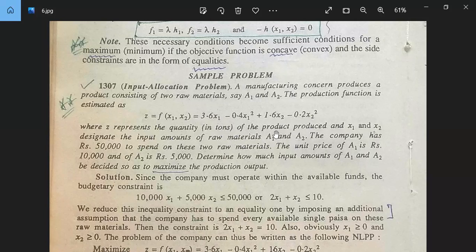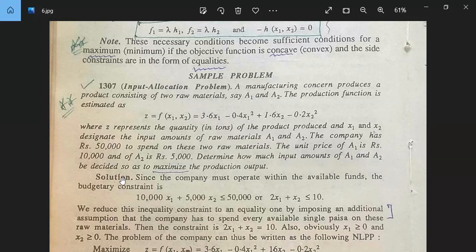ठीक, x1 है A1 का amount और x2 है A2 का. The company has rupees 50,000 to spend on these two raw materials. कंपनी का 50,000 रुपए खर्च करने के लिए raw material A1 and A2 पे. The unit price of A1 is rupees 10,000 and of A2 is rupees 5,000. ठीक, determine how much input amounts of A1 and A2 be decided so as to maximize the production output.